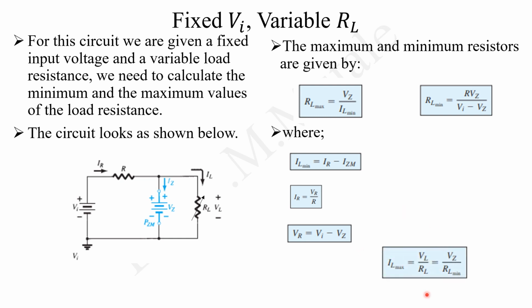And lastly, the maximum current is basically the Zener voltage divided by the minimum value of the resistor. So these are the basic formulas we'll be using. Let's look at some examples.